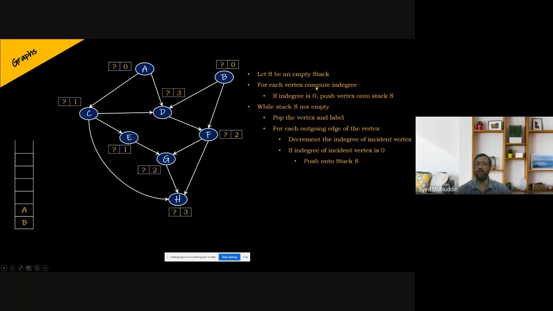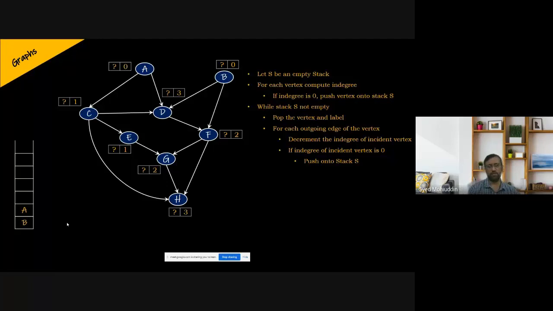So for every vertex, we have computed the in-degree. And if the in-degree is 0, we push that vertex onto the stack. Initially the stack will be empty, and then the in-degree of A is 0 and the in-degree of B is 0. Now I can push A first, then push B, it doesn't matter. Or I can push B first and push A next, it doesn't matter.